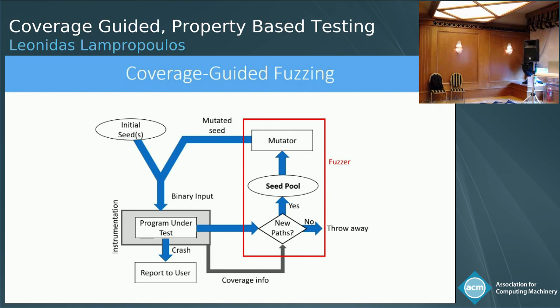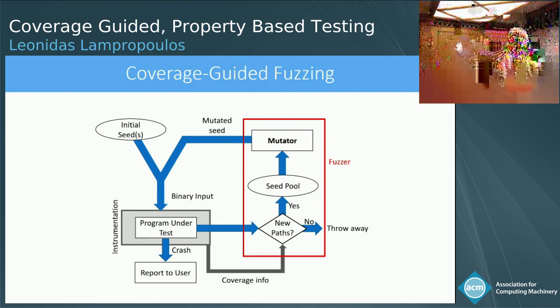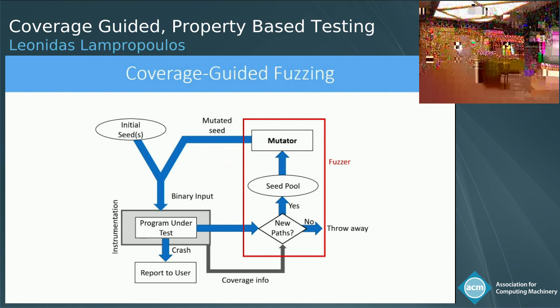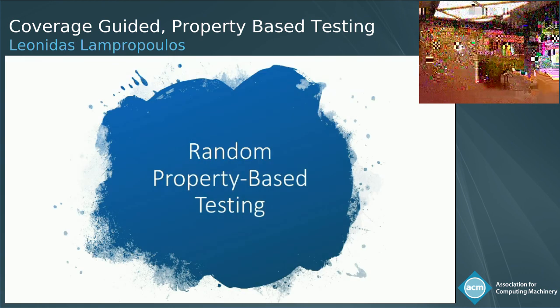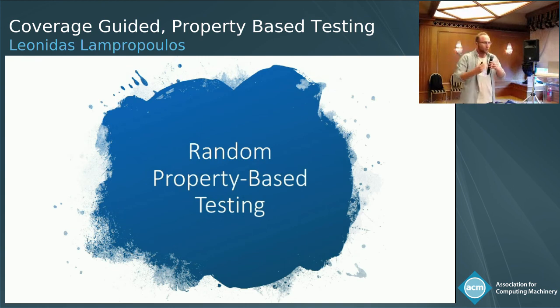Then we pick one of those binary inputs from the seed pool based on some search strategy and mutate it a bit to generate a nearby binary input, and then repeat this process all over until we are satisfied. Congratulations, you graduated from Fuzzing 101. So let's go to property-based testing.